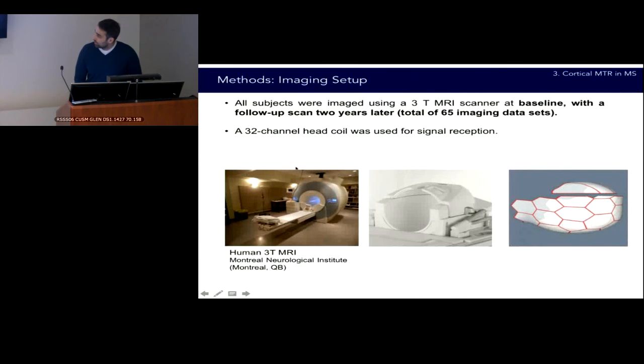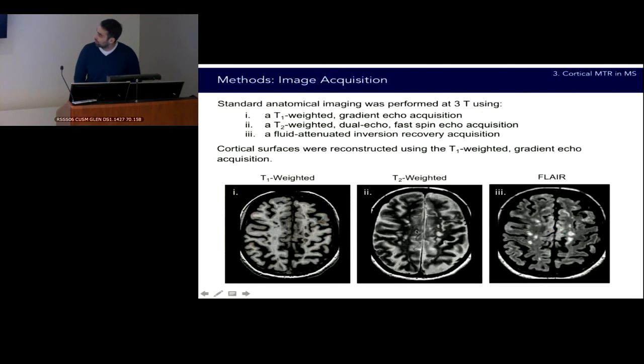All imaging was performed on the 3T MRI scanner at the Montreal Neurological Institute using a 32-channel head coil, and we collected standard anatomical brain images, so T1 weighted images for tissue classification and morphometry, T2 weighted and FLAIR images for lesion identification. Lesions in this case are identified automatically using a Bayesian classifier, and they're identified based on these hyperintensities in these two types of images.